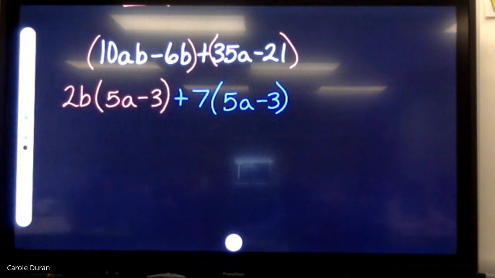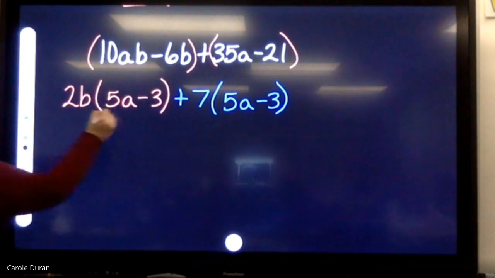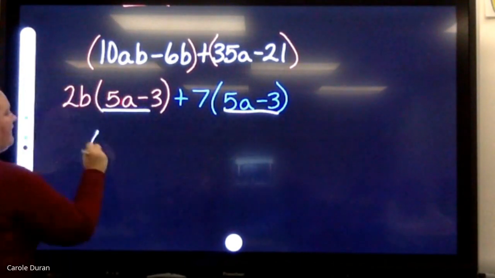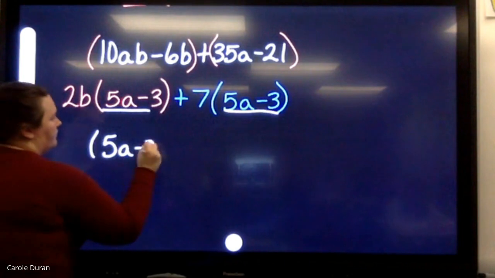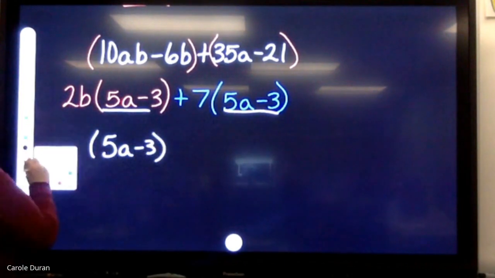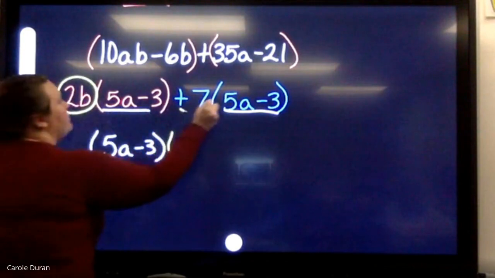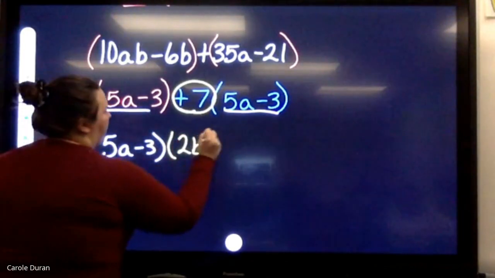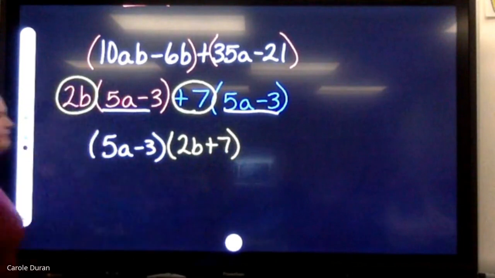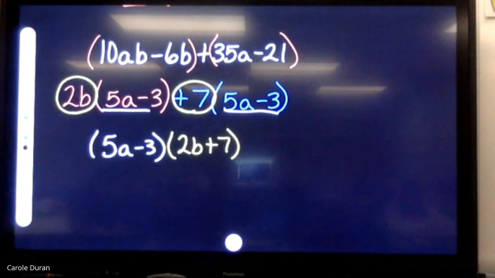Now my parentheses are the same, so I can factor this and be done. So I take what they share, which is the 5A minus 3. And that comprises my first factor. My second factor, I take what I pulled out, and I put it together. And I'm done.